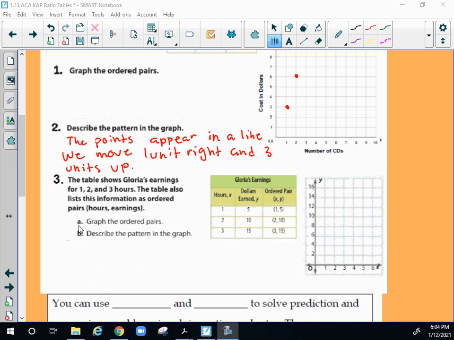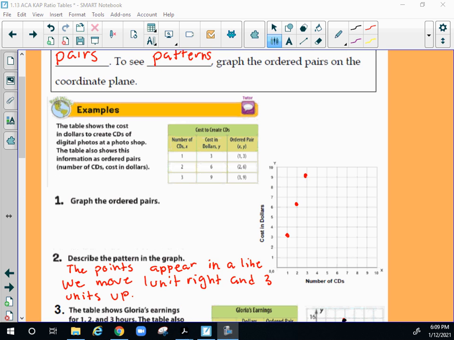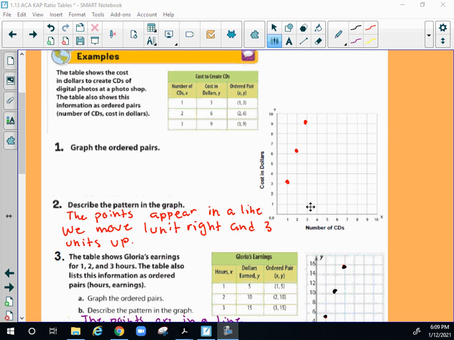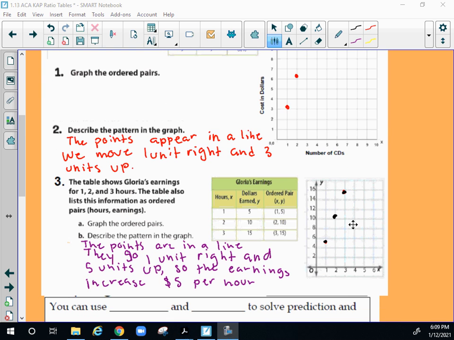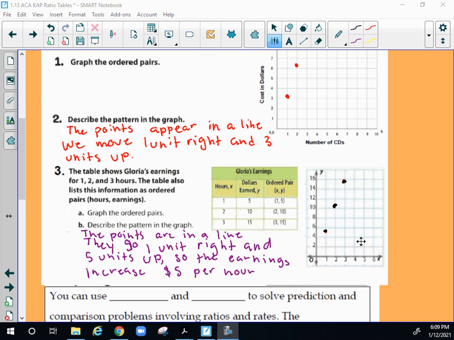Go ahead and try this next one on your own. Pause the video, and when you're ready, push play to check your answer. All right, so your graph should look like this. And describing the graph, yours may be different, but as long as it's some facts talking about the graph. So I have the points are in a line, they go 1 unit right and 5 units up, so the earnings increase $5 per hour.